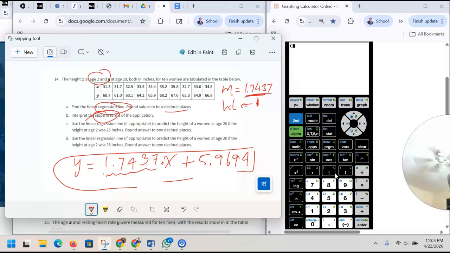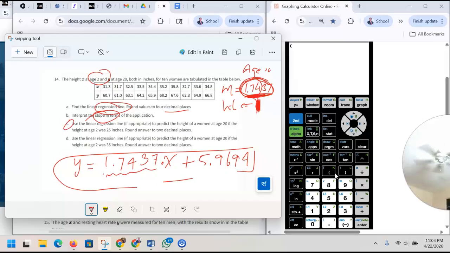It means for each 1 inch increase in the height at age 2, we expect, on average, the height at age 20 to increase by 1.74 inches. That's all it is. So if the height increases by 1 inch, then at age 20 it increases by 1.74. That's all that means.